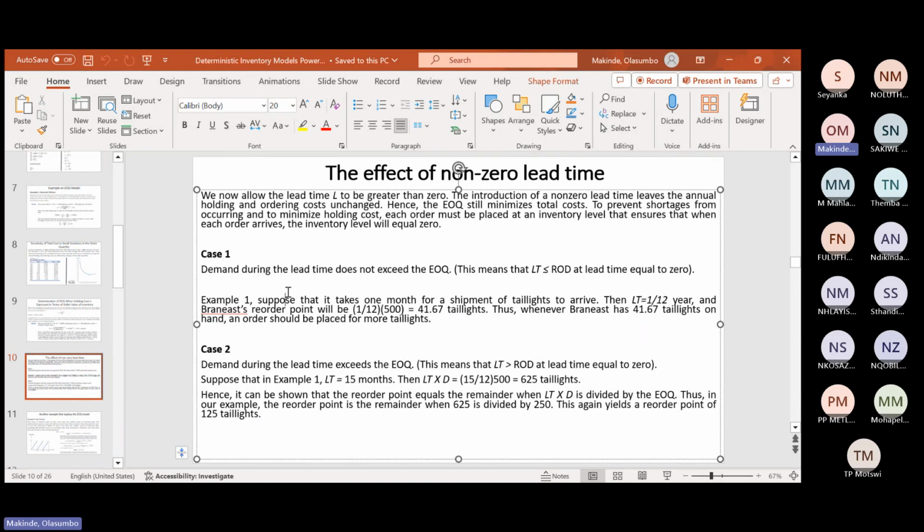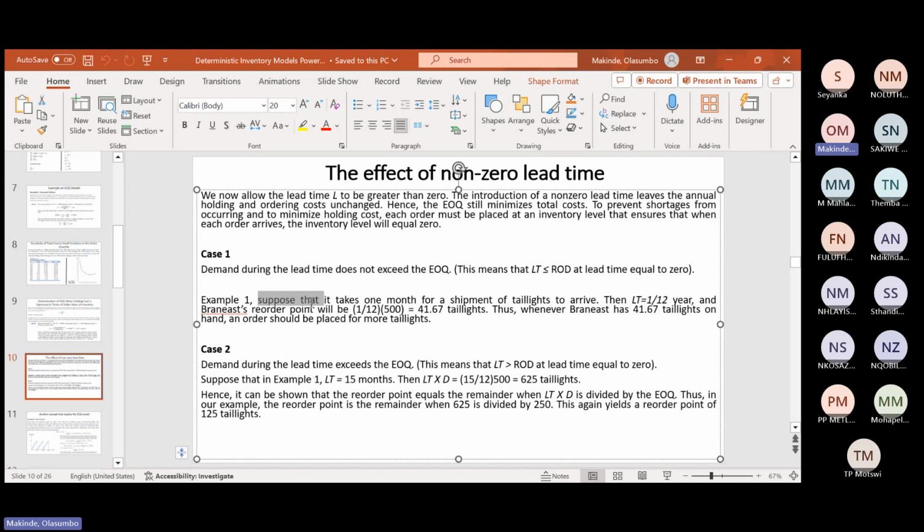So let's see how that works with an example. We are going to use the same example 1, the Brain East airline. We are now trying to bring in, just like what Ndikina was saying, how about if there was a lead time for the tail lights when we place the order? If there was lead time, will our reorder point still be the same and the EOQ be the same? Your EOQ would still be the same. You still use the formula, and the number of orders will still be the same. The only thing that will change is the reorder point. And how do we calculate the reorder point?